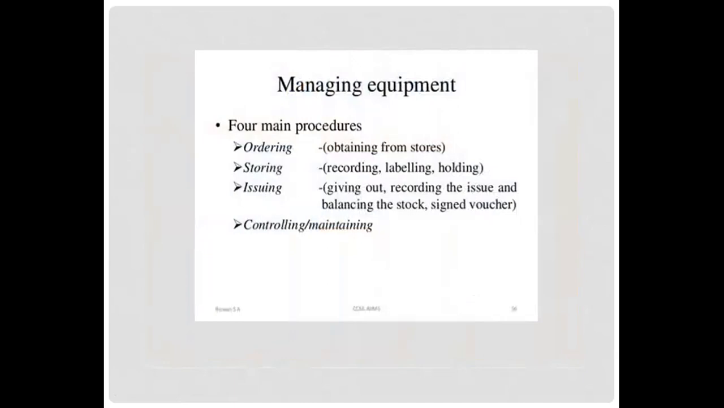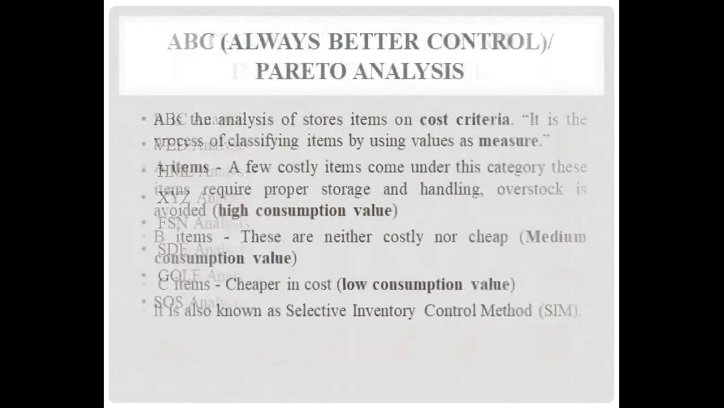There are actually four main procedures: ordering, obtaining from stores; storing, recording, labeling, holding; issuing, giving out, recording the issuance; and balancing, controlling, or maintaining. Some techniques are followed for inventory: ABC, VED, HML analysis, XYZ analysis, FSN, GOLF analysis, or SDE analysis.